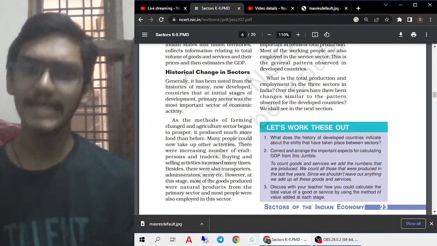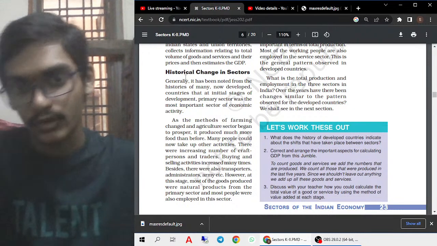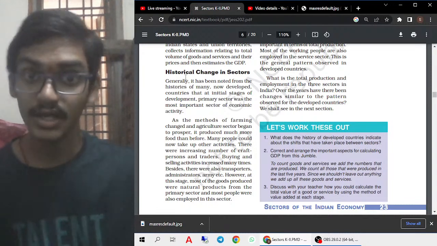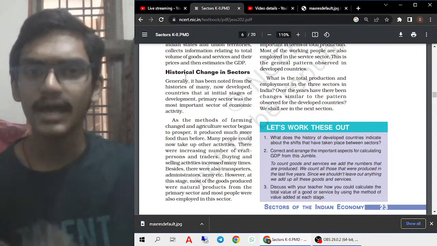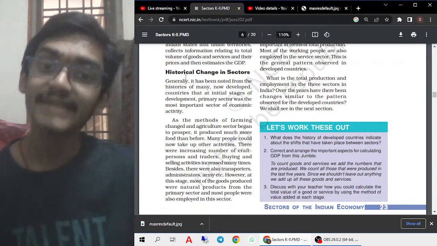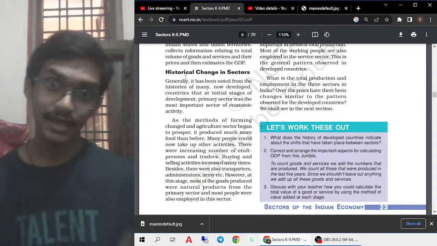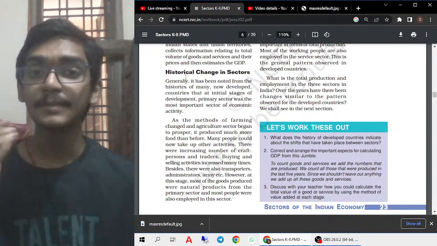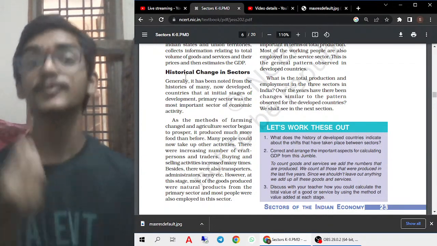After we got independence, the production standards of the primary sector were more. The primary sector was mainly contributing to the development of the country in those initial years, and it was mainly contributing to the GDP of the country. But in recent years, in the past 30 to 40 years, this situation has completely changed: the primary sector is contributing much less to the development of the country, and the tertiary sector is contributing more.